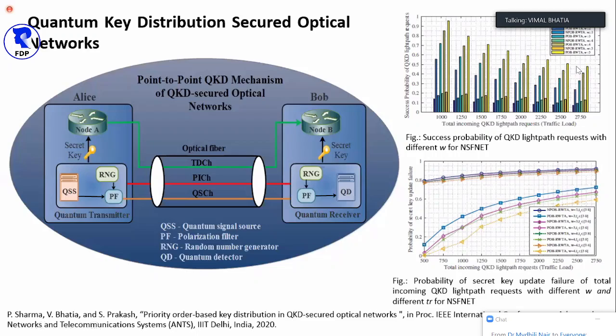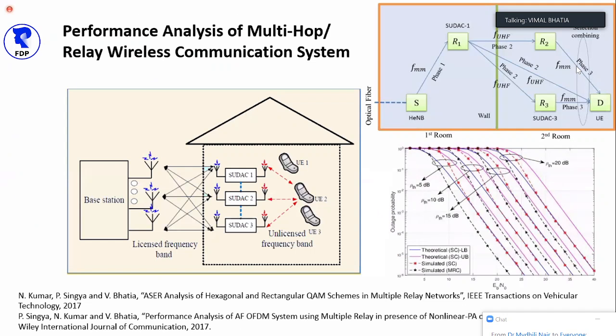No, this is something we'll go into in detail later as well. We won't go into much detail on quantum key distribution and secure optical networks. This is a similar concept that could be used for securing blockchain networks. We'll look at it later. Then, performance of a multi-hop wireless relay network.